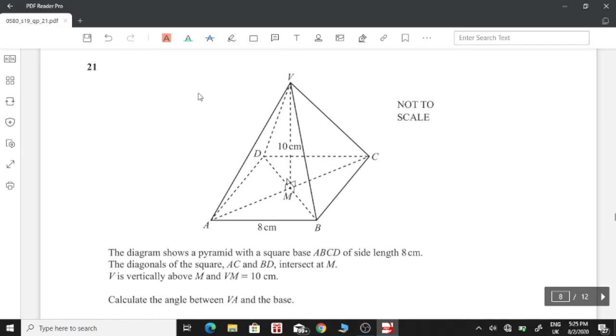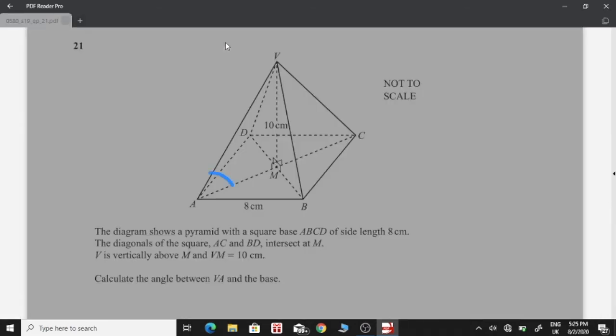Question number 21. The diagram shows a pyramid with a square base ABCD of side length 8 centimeters. The diagonals of the square AC and BD intersect at M. V is vertically above M and VM is 10 centimeters. Calculate the angle between VA and the base.